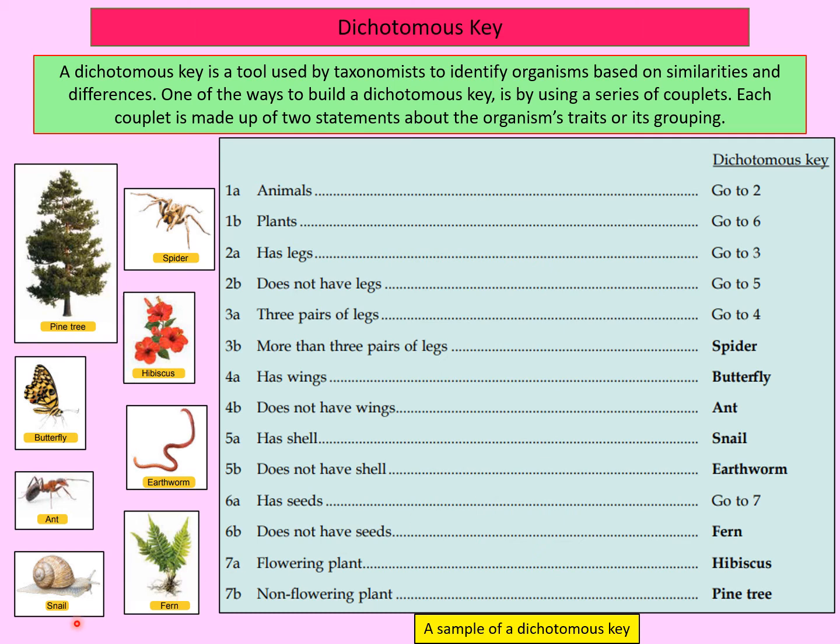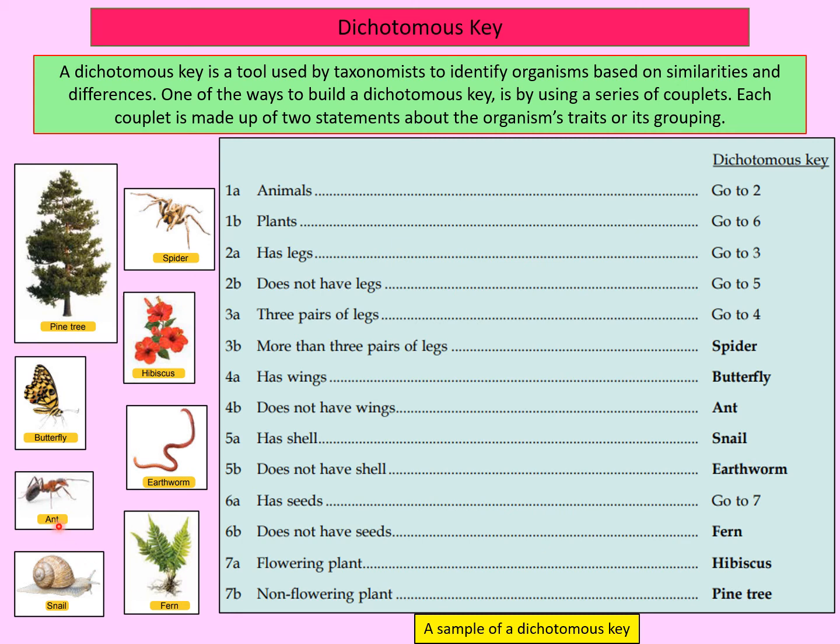Okay, we look at snail. Snail is an animal. Animals go to 2. Has legs, does not have legs. Snail does not have legs. Go to 5. Has shell, does not have shell. Snail has a shell, so stop here. The dichotomous key of snail is 5A.